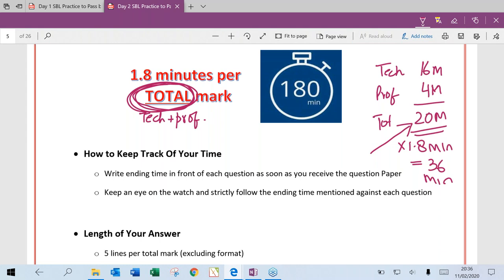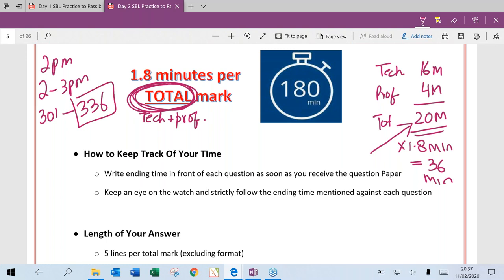I spoke with many students, and a couple of students used to write the ending time in front of each question as soon as they received the question paper. I repeat, they used to calculate the ending time for each question, and write it on the question paper as soon as they received it. So for example, you calculate the time if your paper starts at 2 p.m. Then 2 to 3 p.m. is your reading time. So from 3:01 p.m., your drafting will start. And supposing you've got 36 minutes, the ending time would be 3:36.